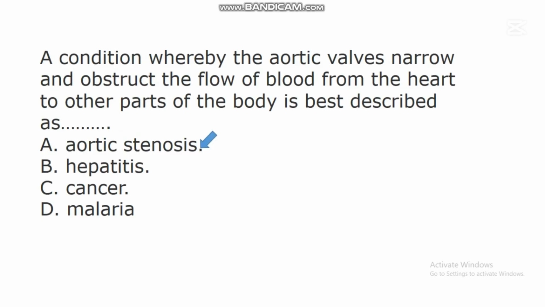Aortic stenosis. Aortic stenosis is a condition whereby the aortic valves narrow, and this narrowing obstructs the flow of blood from the heart to other parts of the body. This is one of the problems of the heart, and it is very deadly if medical attention is not given to it. So a condition whereby the aortic valves narrow and obstruct the flow of blood from the heart to other parts of the body is known as aortic stenosis.